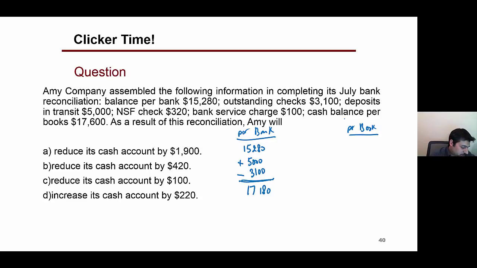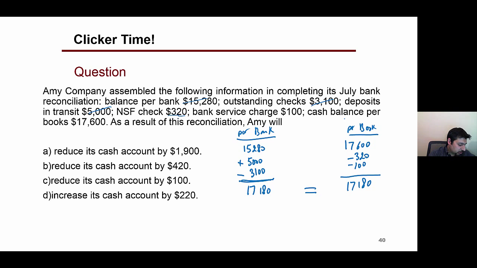Per book we start from 17,600. So this one was done, this one was done, this one was done. There was an NSF check for 320, so we need to subtract 320. Bank service charges were 100. We subtract that as well, and there were no errors, so we complete the calculation, and this is also 17,180. Those are equal, so we know that the records are correct.